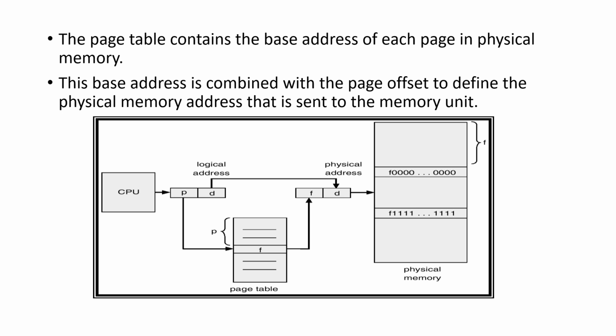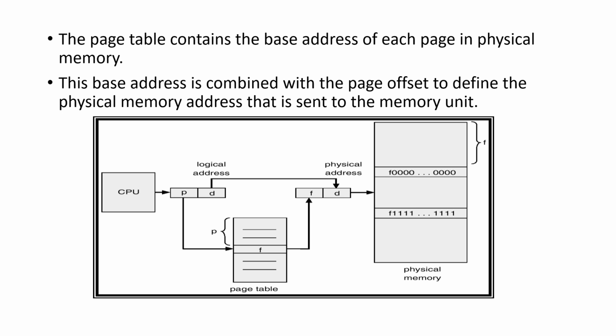The CPU will be generating the logical address. What we are giving in the code, that is the logical address. Here the logical address contains two parts. One is P, that is the page number, and D is the offset. The page number is indicating the frame number in the page table. The page table contains the frame number, and this frame number is combined with the offset, and now it generates the physical address. This is the way the logical address is converted to the physical address.